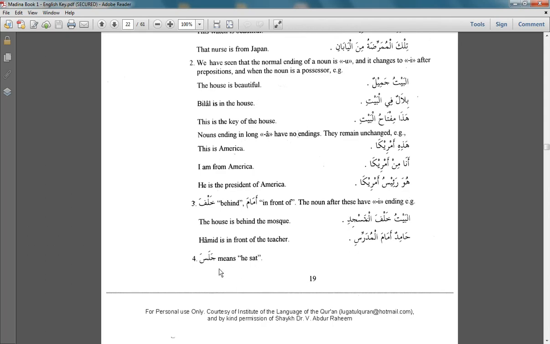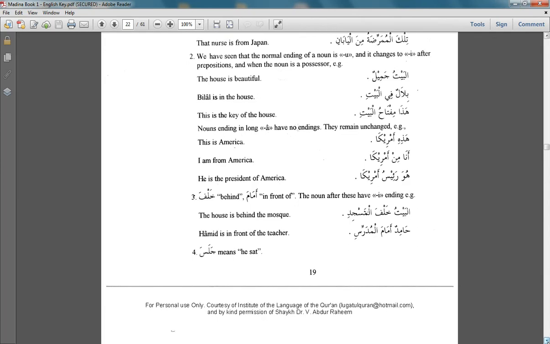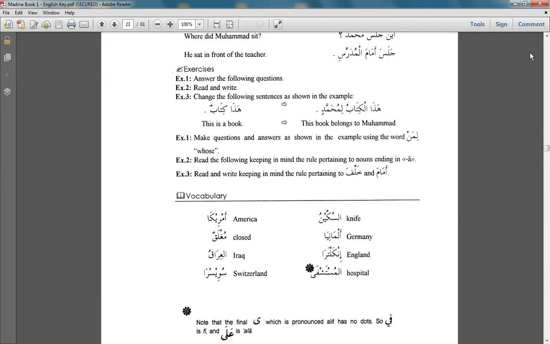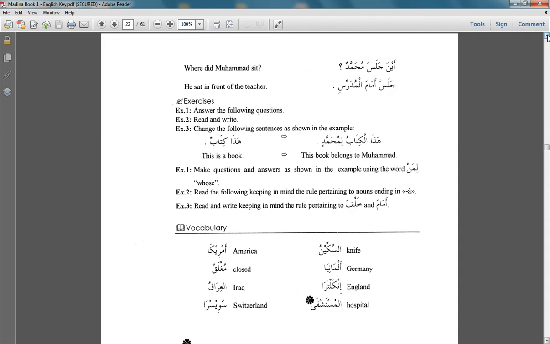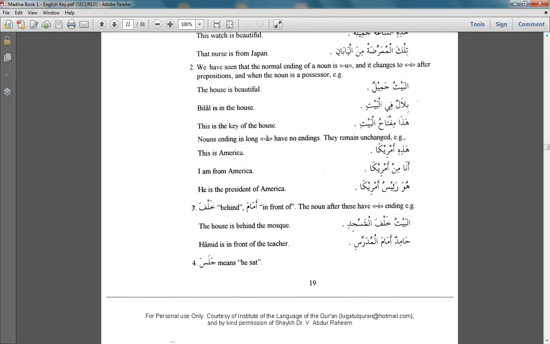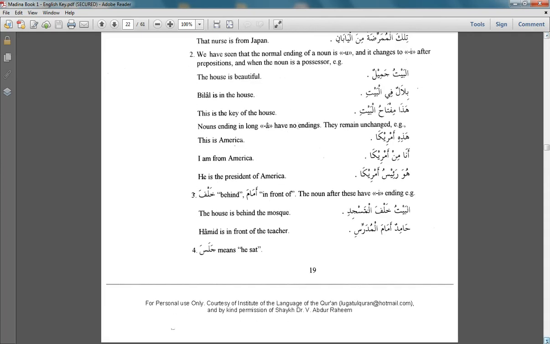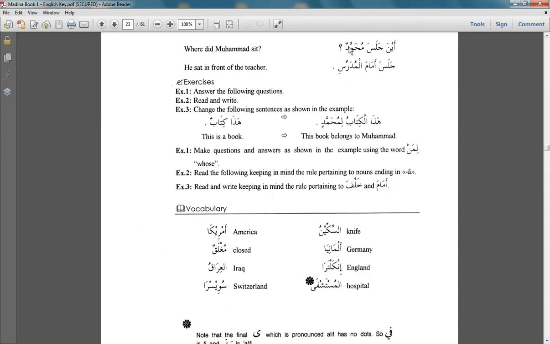Jalasa means he sat, and this is in the past tense. Jalasa, he sat. So, أين جلس محمد, on the next page. أين جلس محمد, where did Muhammad sit? جلس أمام المدرس. He sat in front of the mudarris. So jalasa, he sat amama, in front of al-mudarris.